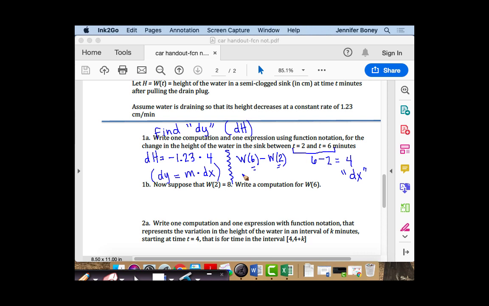All right, so there's multiple ways you can write things when you have a function, and when you have constant rate of change, there's a variety of different ways you can express the meaning that you want. All right, so look at 1b.